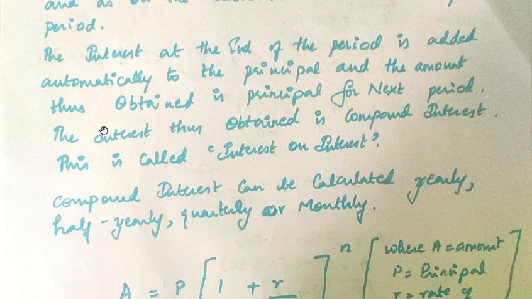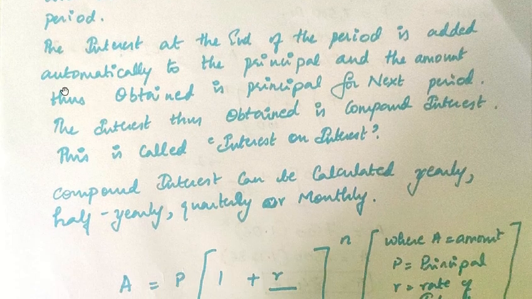The interest at the end of the period is added automatically to the principal, and the amount thus obtained is the principal for the next year. The interest thus obtained is compound interest. For example, in the first year we get an interest amount. That interest amount will be added to your principal amount, and that total will be the principal for the next year's compound interest calculation.